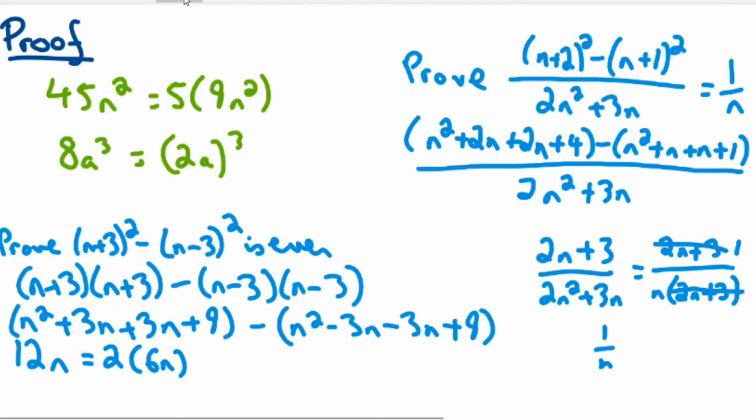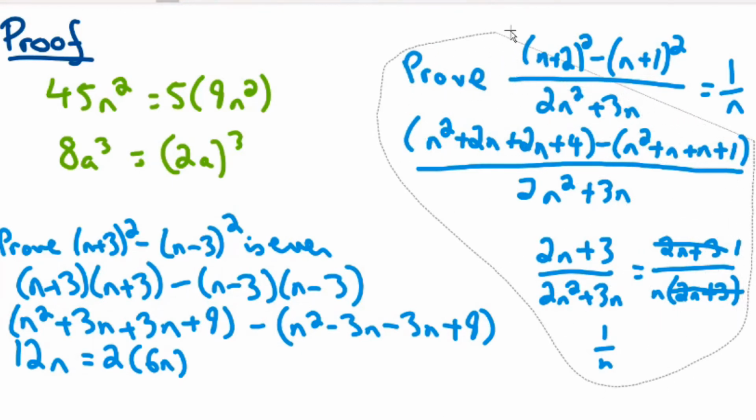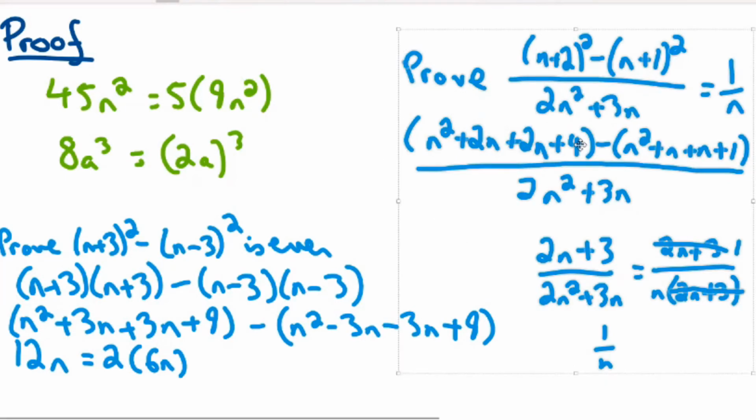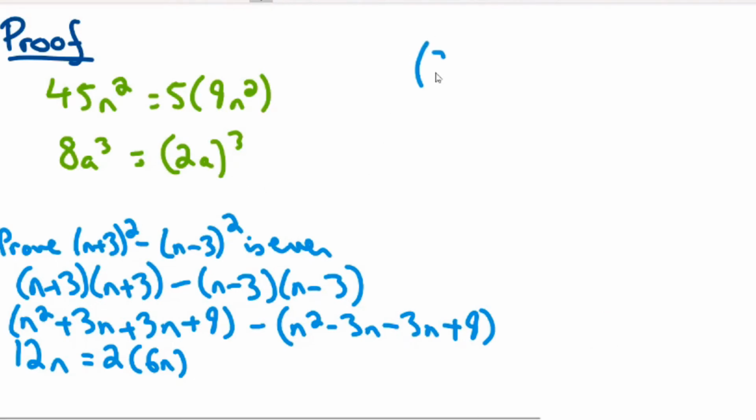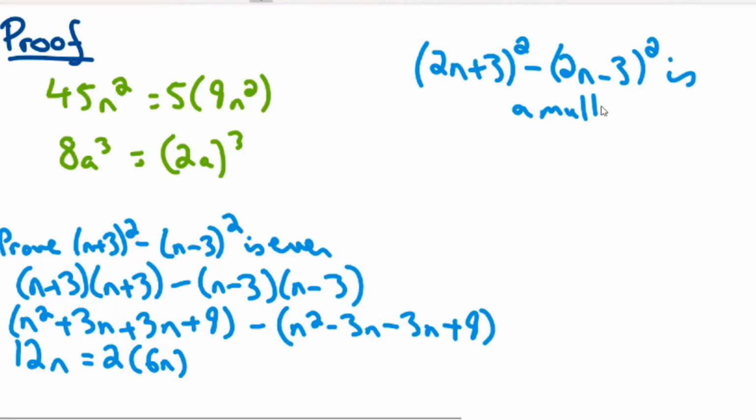Let's see how you get along with a question of your own. We'll just clear up this space here. Now, what if you were given that 2n plus 3 squared minus 2n minus 3 squared is a multiple of 8? Could you prove that? Pause the video, have a go for yourself, and then when you're ready, press play again and we can compare.